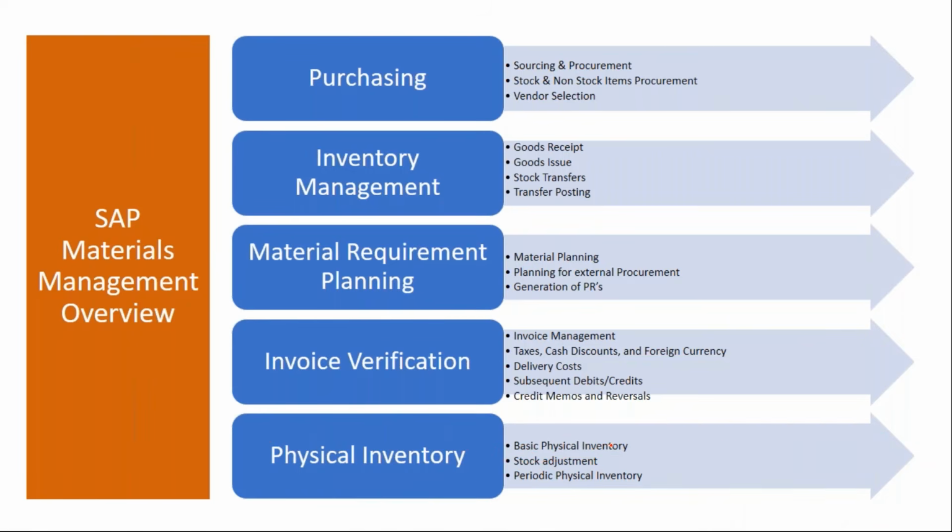So these are the functions we will be discussing in our subsequent classes. One is purchasing, the main function of MM. Next one is inventory management, then MRP, third topic. Fourth one is invoice verification, and the fifth one is physical inventory. All these things we will be covering.